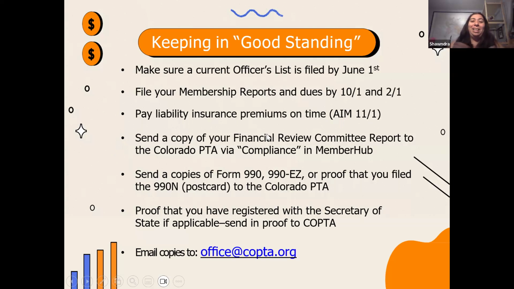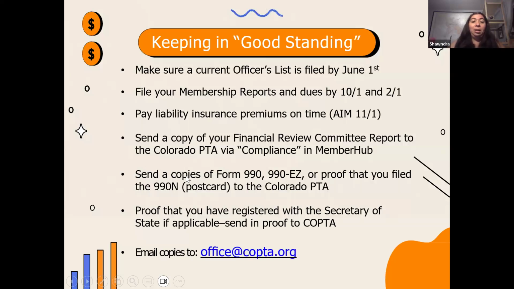The liability insurance covers the PTA. It covers you, it covers us for all sorts of things. So it's important to ensure that that's up to date. You need to send a copy of your financial review committee report to the Colorado PTA via compliance in Member Hub. And I think this is now Give Backs as opposed to Member Hub. But you do need to upload it that way.